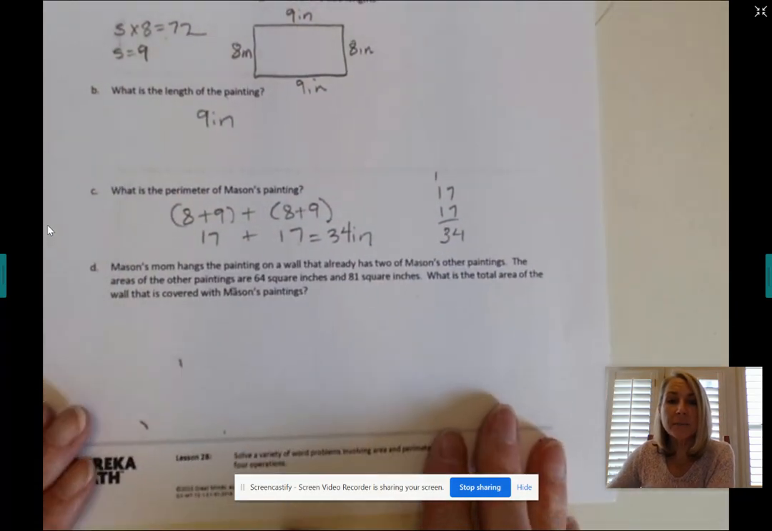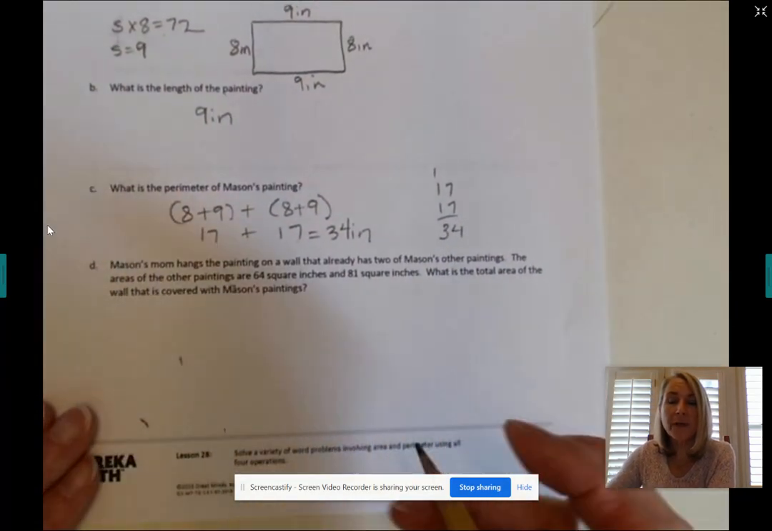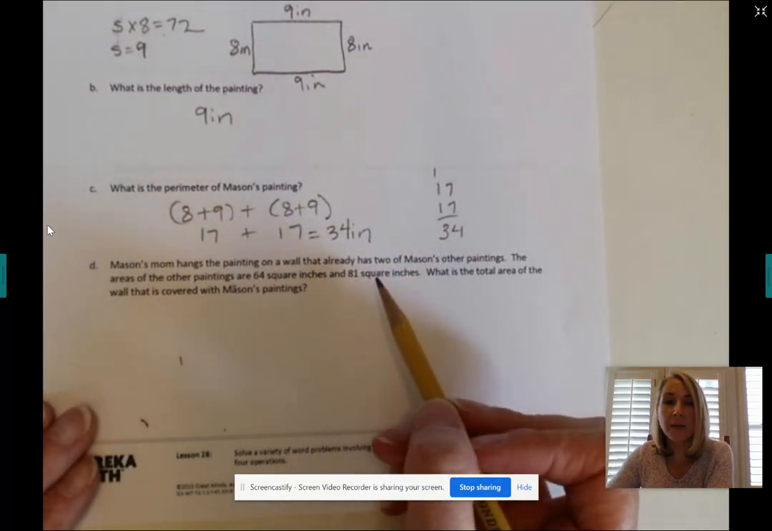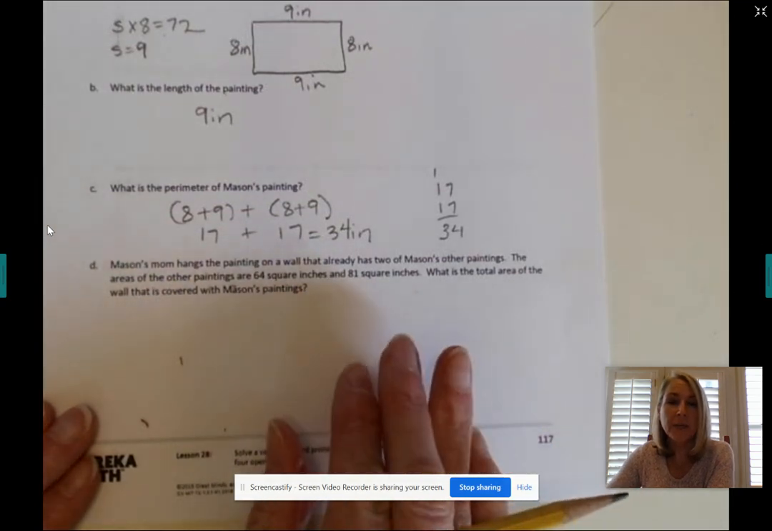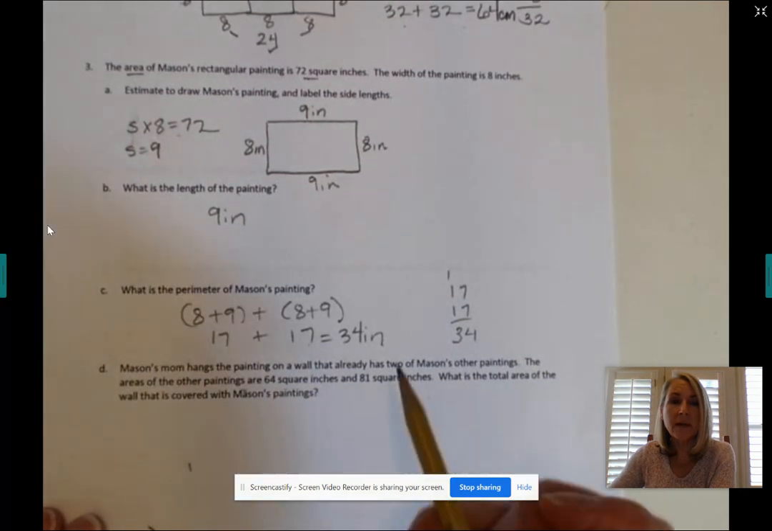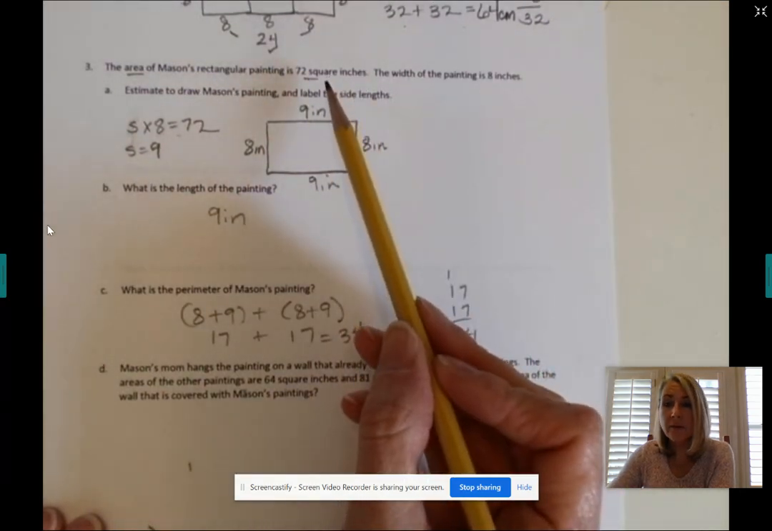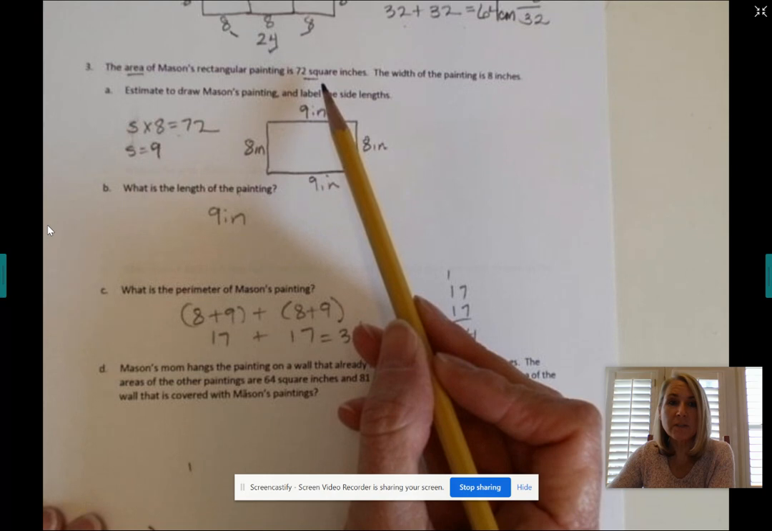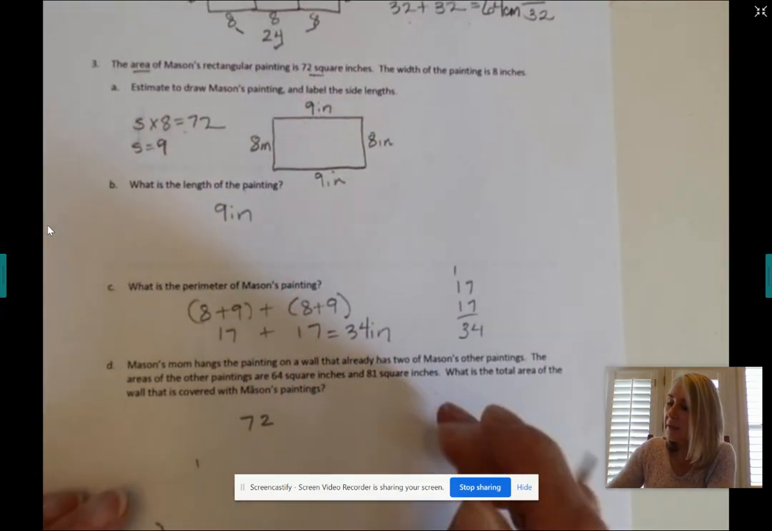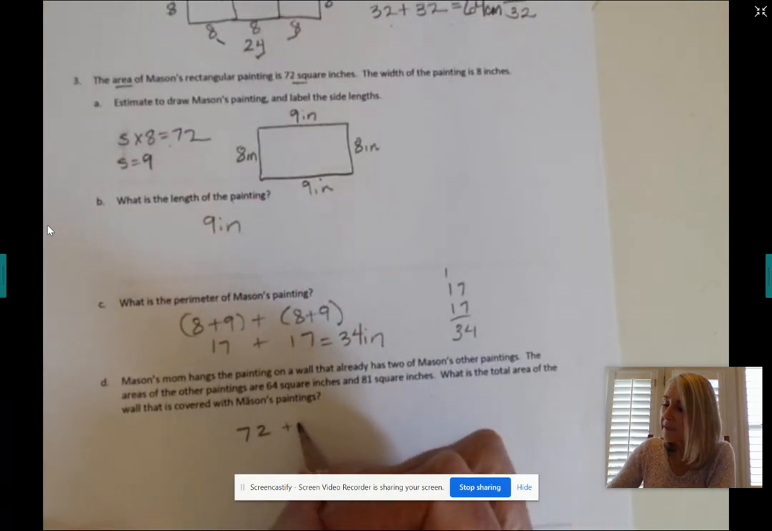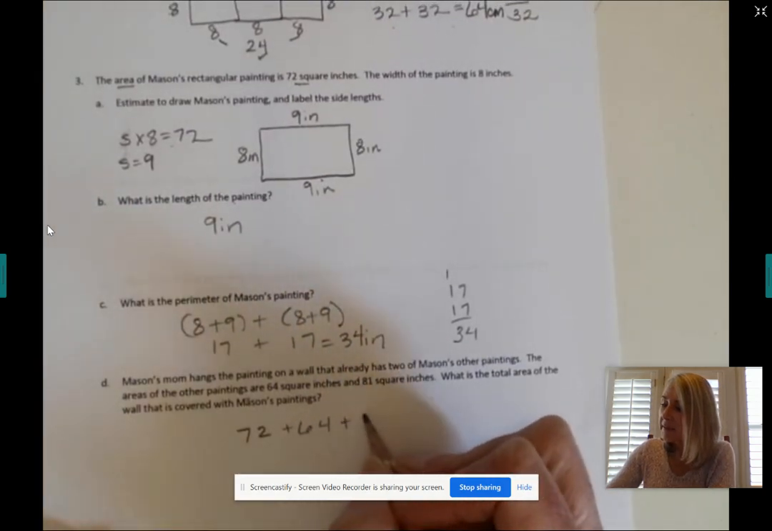Mason's mom hangs the painting on the wall that already has 2 of Mason's other paintings. The areas of the other paintings are 64 square inches and 81 square inches. What is the total area of the wall that is covered with Mason's paintings? So I have to go back up here and remind myself, what was the area of this particular painting we just worked on? So I have a 72, right? Plus a 64, plus an 81.